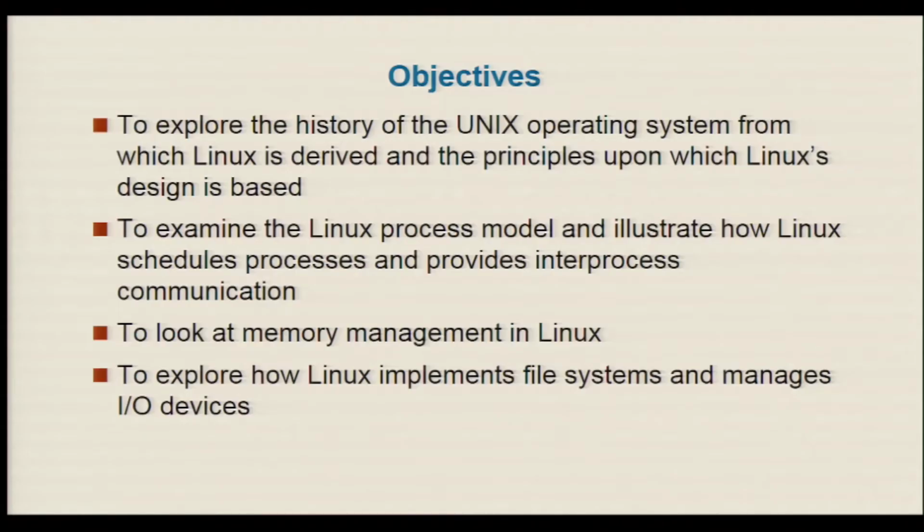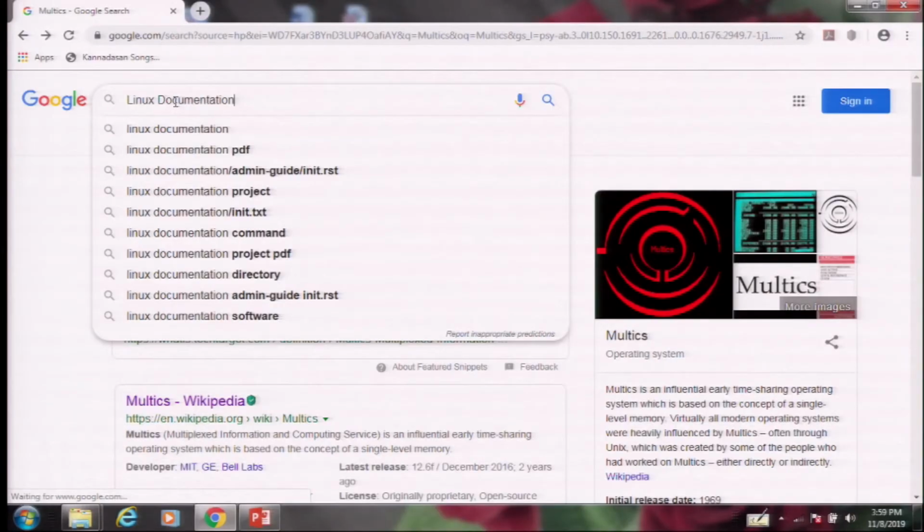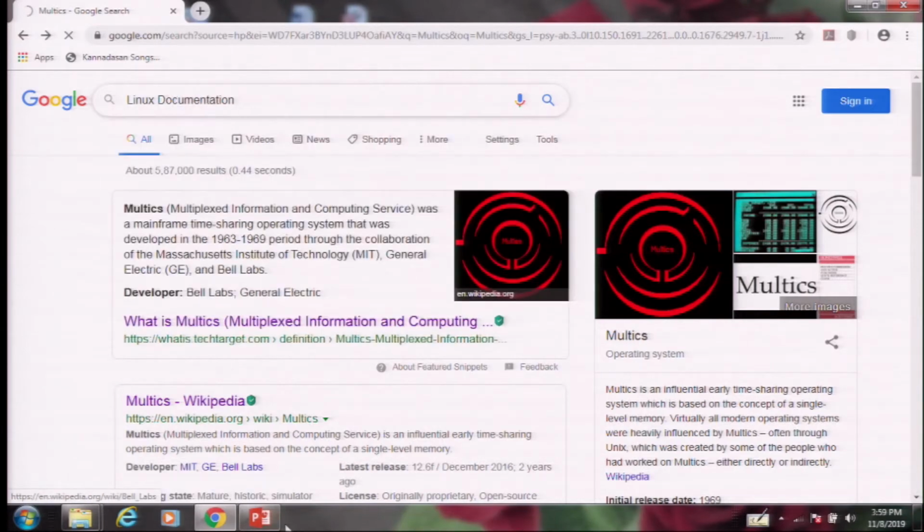Now, what are the design principles that made it so fascinating? It's a Unix-like operating system from which Linux is derived. Unix itself was a pun on the failed Multics project. We examine the Linux process model and illustrate how Linux schedules processes and provides interprocess communication. We also look at memory management in Linux, and explore how Linux implements file systems and manages I/O systems. So, we will move over to what is called the Linux documentation. We will switch to this.